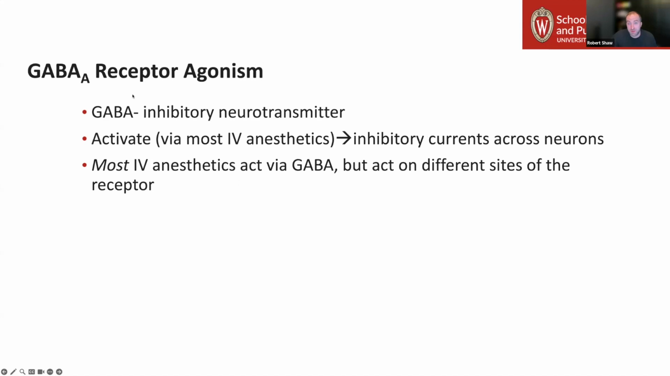The majority of the induction drugs are going to be acting on GABA. GABA, we remember back from first year of medical school, is an inhibitory neurotransmitter. So these IV anesthetics are going to activate GABA A, and it sends inhibitory currents across neurons. And as I keep saying here, most IV anesthetics act on GABA, but at different sites of the GABA A receptor.